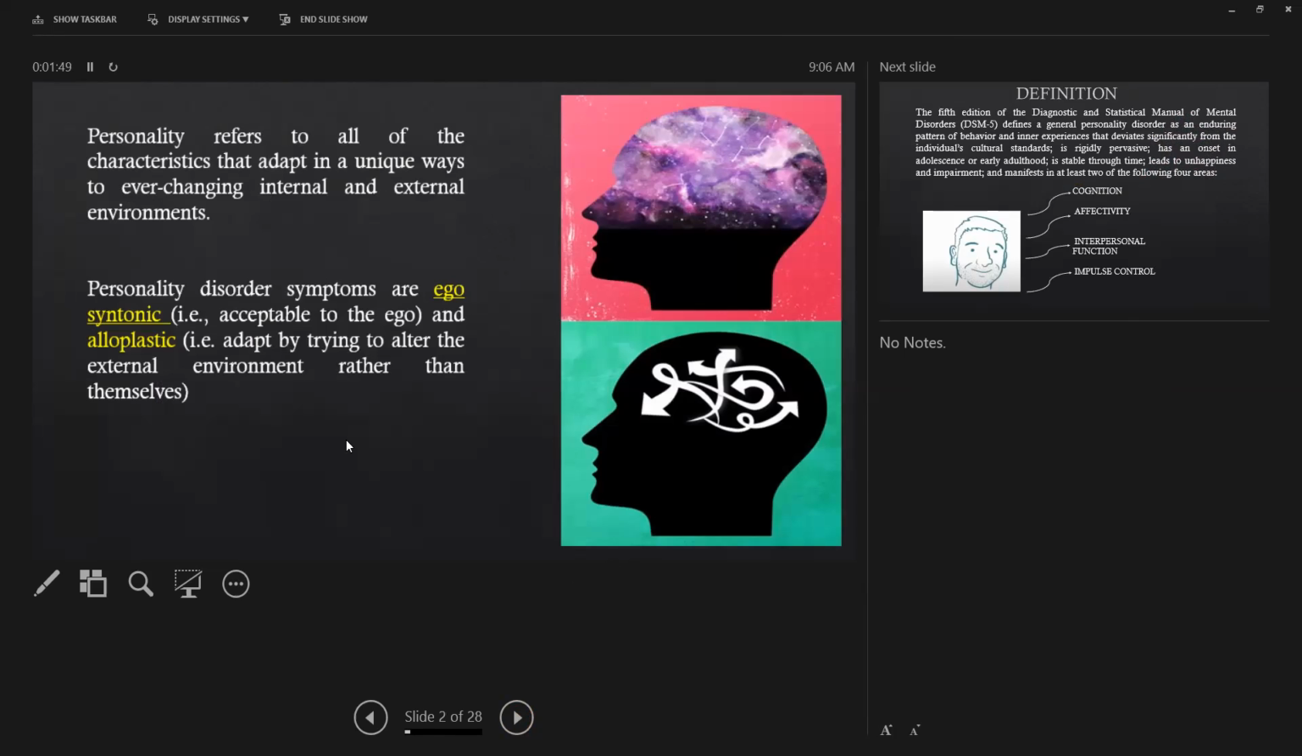and the external environment. Personality disorder symptoms are egosyntonic, that is, they're acceptable to the ego, and alloplastic, that is, adapt by trying to alter the external environment rather than themselves.